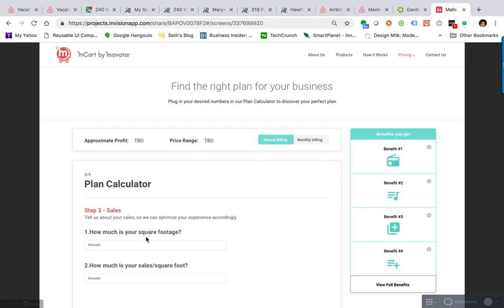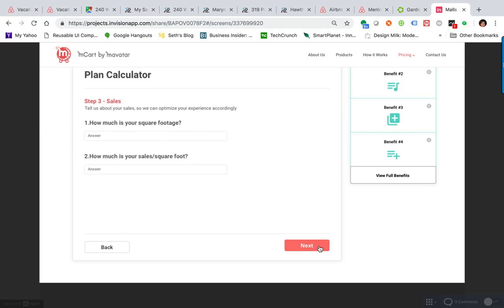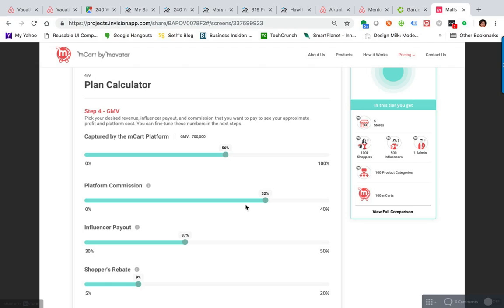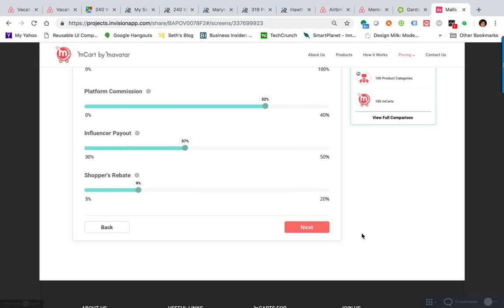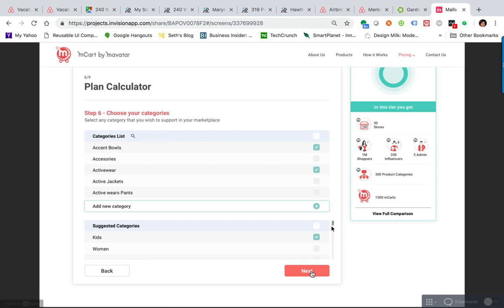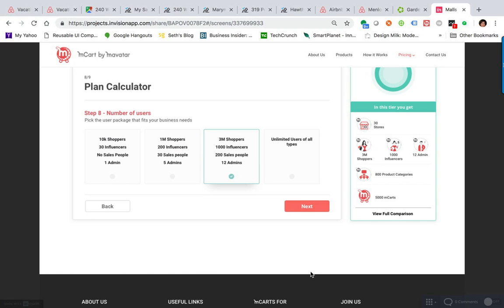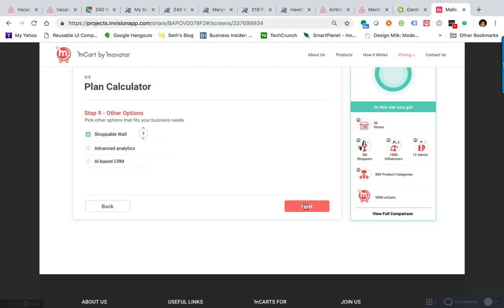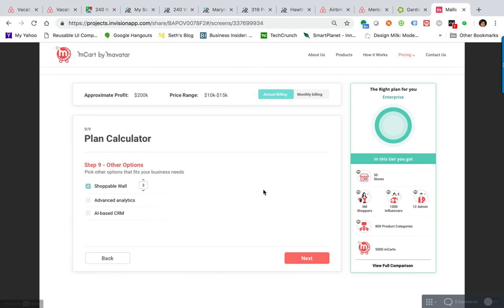One is how much their square footage is and how much their sales per square foot is. When they click next, again, this is similar to the one that you had for CPG. There is one more difference here, and that's in this step, the last step before the form, and they get to pick other options.